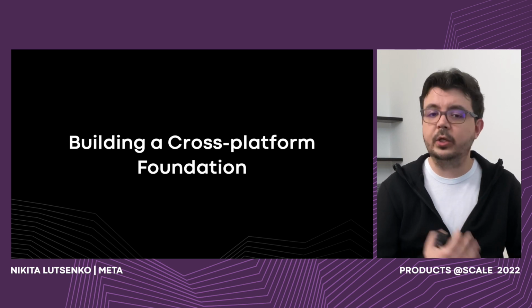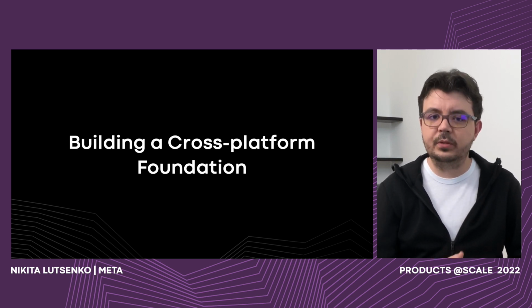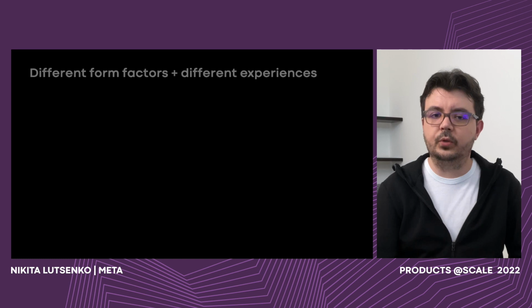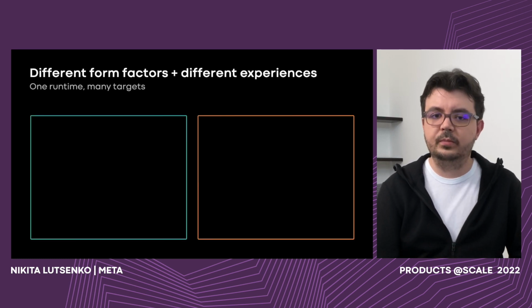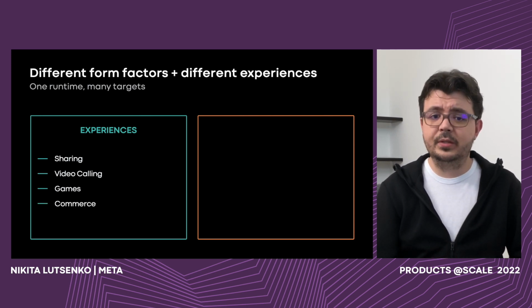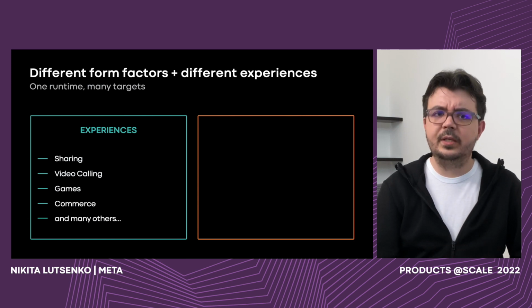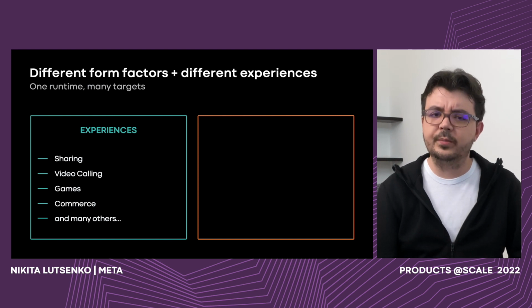And for me to talk about the architecture of the runtime, let's first look at what we need to build for. What do we optimize for? So we want to build one runtime for multiple targets. We want to enable multiple experiences, things like sharing and video calling that you're familiar with, things like lightweight games, as well as commerce. There are multiple others in this example, but we really want to solve hard problems for all of them just once, instead of solving multiple times.